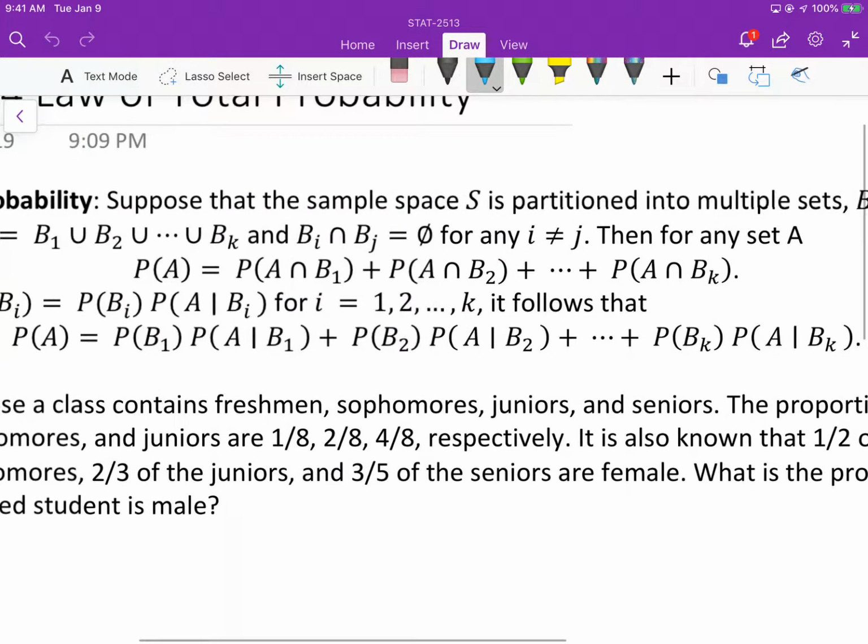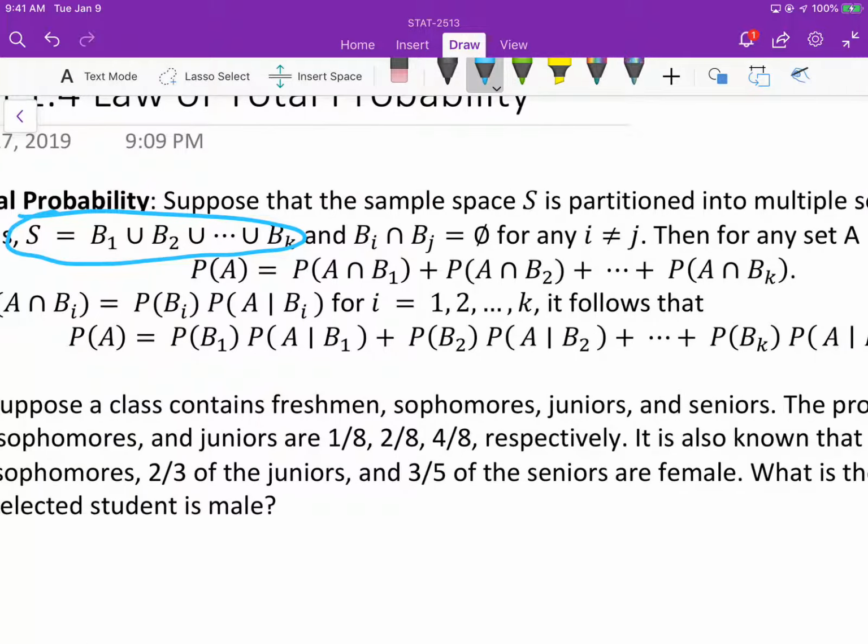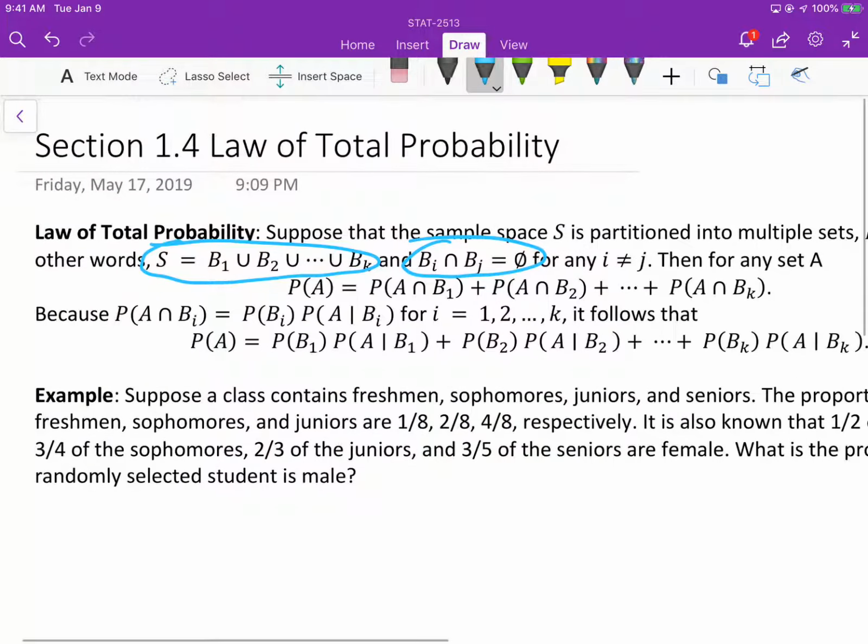So this notation just means the sample space S consists of B1, B2 up to Bk. And this notation just means that any pair of the B's are disjoint. Okay. So this formula tells us how to calculate the probability of a set A. So what does it mean?